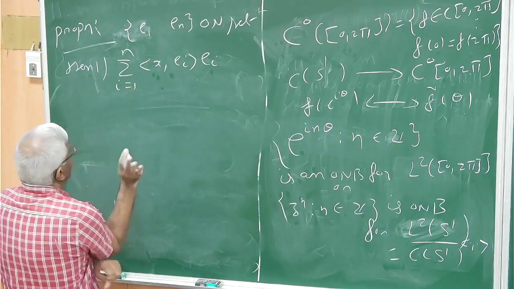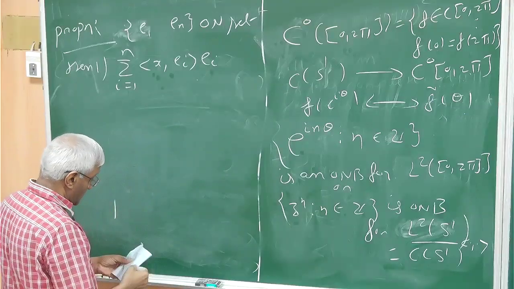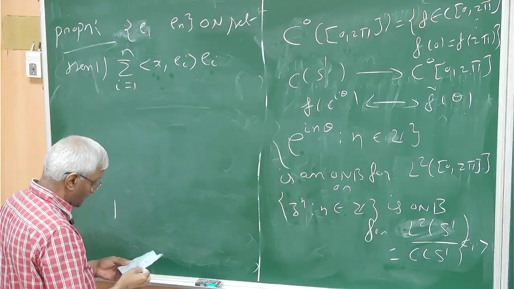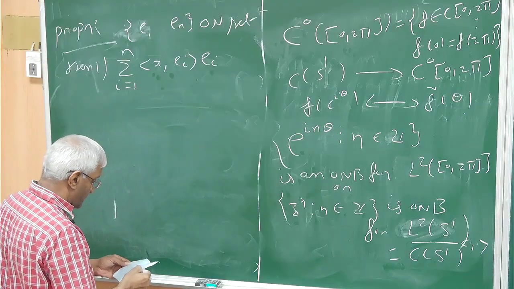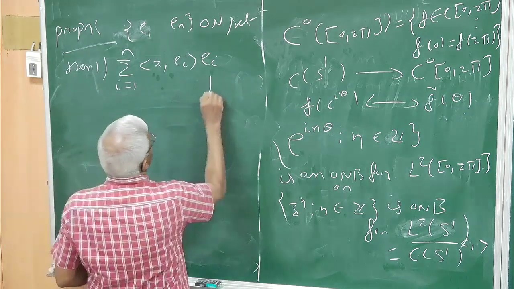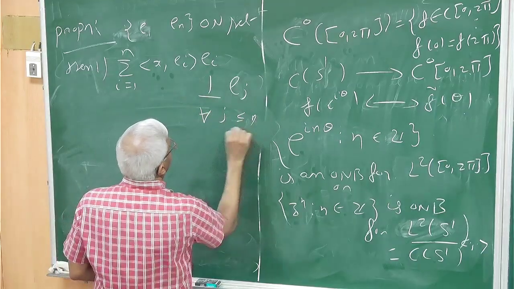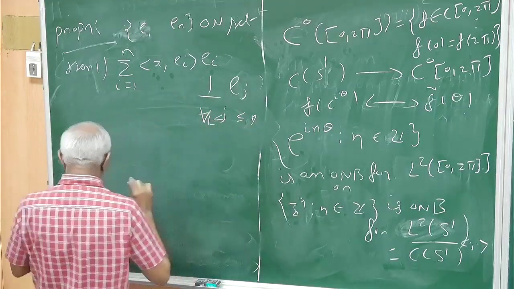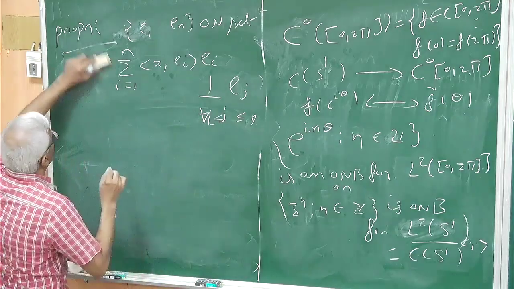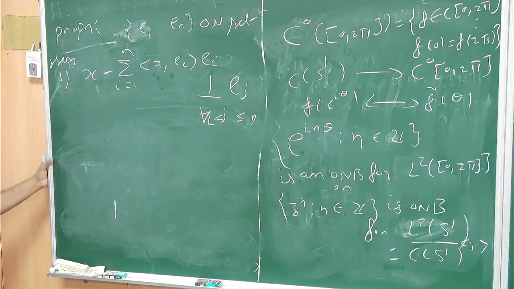Wait, let me think about the statement. I didn't write it, I believe. Yeah, this is orthogonal to ei, ej for all j. No, wait, x minus this. Then 1, x minus this is orthogonal to ej. That's all. That's what I want to say.